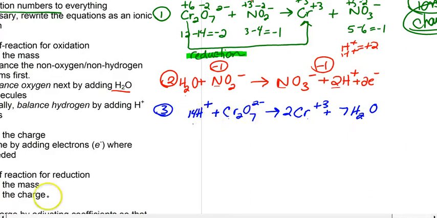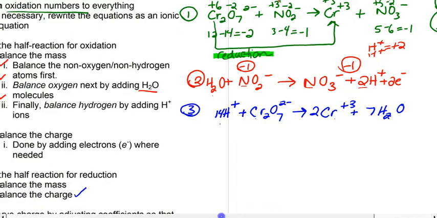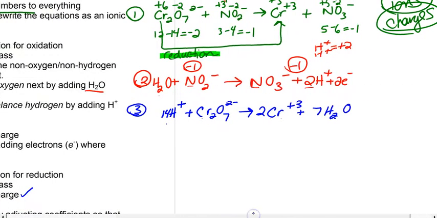Now I'm going to check my charge. That would be the next step down here, is balance my charge. Right now I have 14 and then minus 2, so it would be a plus 12. And then here I have plus 6. Way off, right? So what I need to do is get my charges to equal out. Over here I have plus 12, and over here I have plus 6 currently.